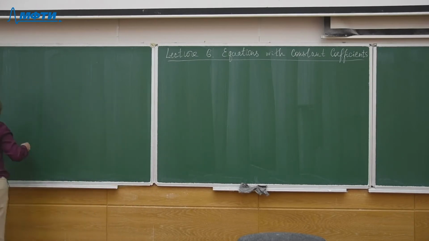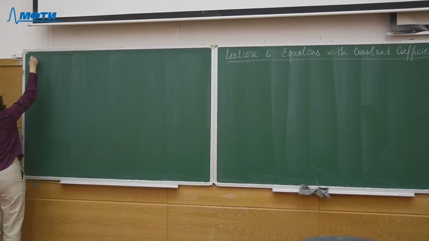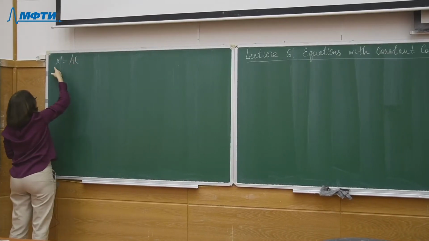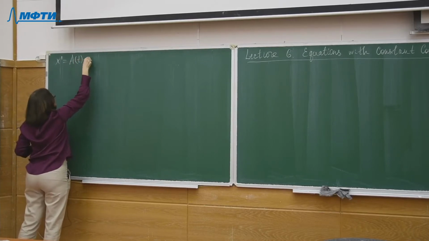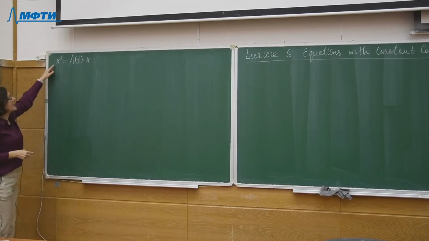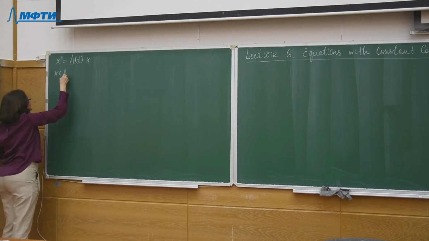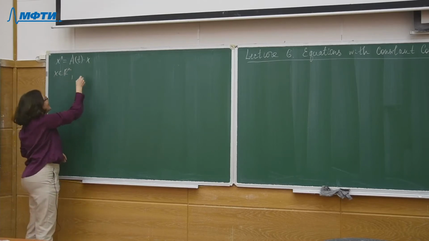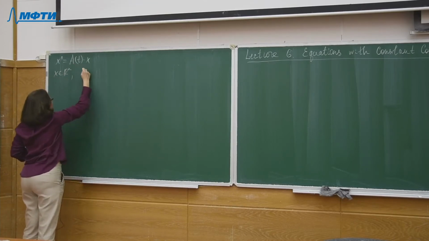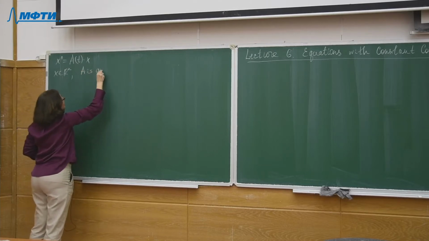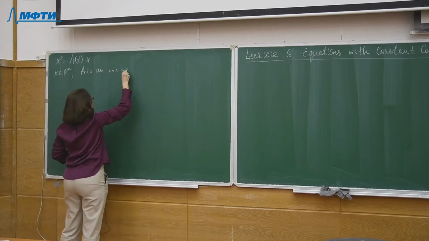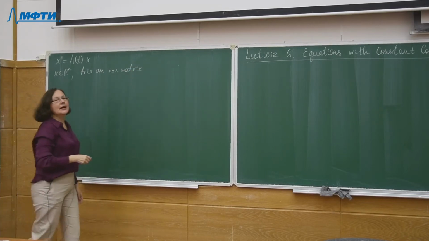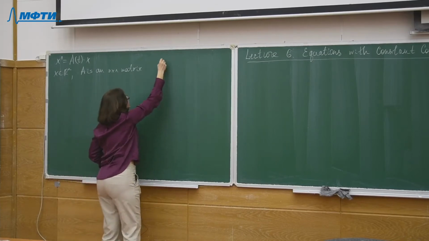So last time we discussed the equations of the form x prime equals A of t times x, where x is a vector in Rn, and A is an n by n matrix. This was last time, and today we will consider linear equations of the following form.